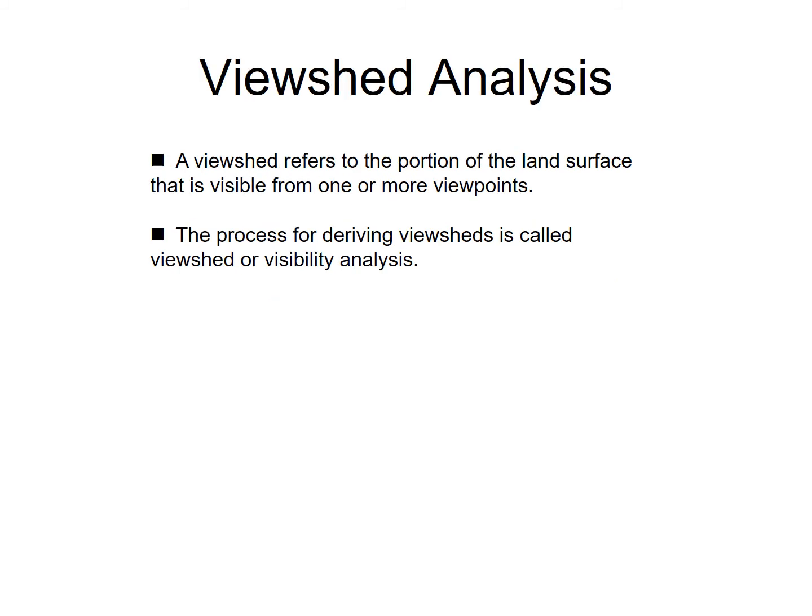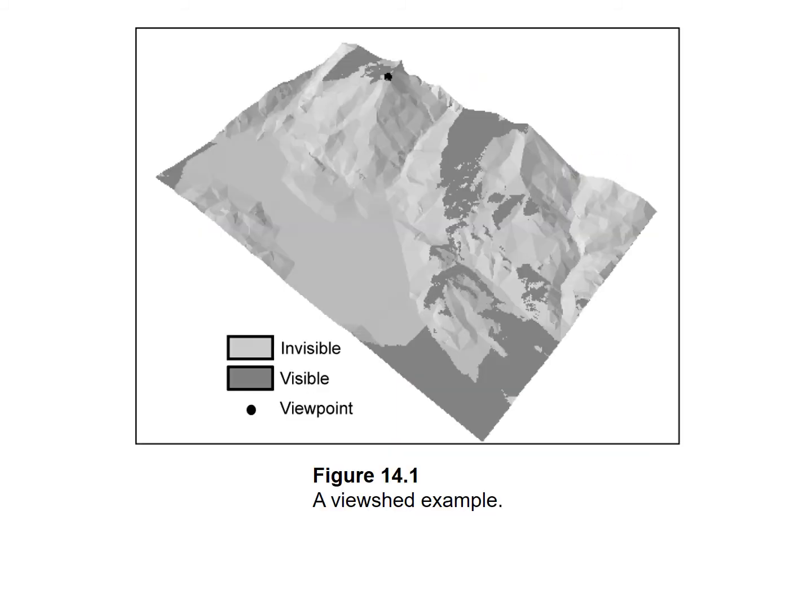Viewshed analysis, it's like a watershed but with your eyes. It identifies the areas that you can see from a particular point of view. Here would be an example. You have a point up there on the hill that is identified as your viewpoint. From there, using the terrain model and a line of sight calculation, it identifies what parts are visible and what parts are not.